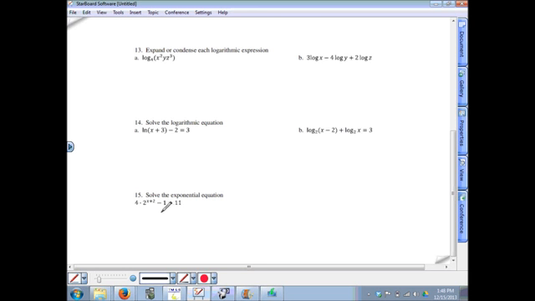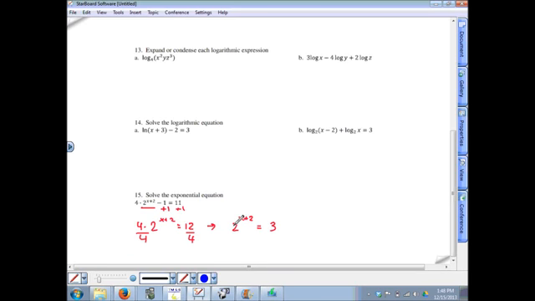Okay, question 15 here. This is an exponential equation that needs to be solved using logarithms. But before a logarithm can be used, this exponential term right here, 2 to the x plus 2, needs to be isolated. So we're going to add 1. We have 4 times 2 to the x plus 2 equals 12. Now divide by 4. And we have 2 to the x plus 2 is equal to 3.